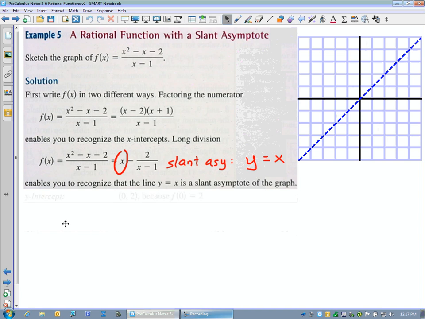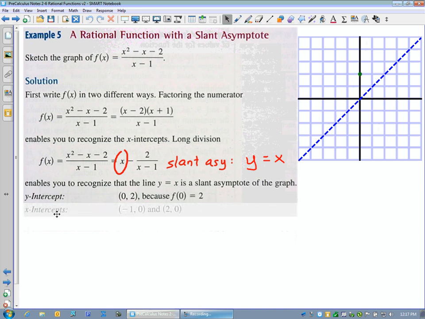And now we're going to look at the y-intercept. And of course, we're just plugging in 0 for x, and then we evaluate it, and we're going to get f of 0 equals 2. So that means when x is 0, y is going to be 2, and we're going to plot that point right there. That's our y-intercept.